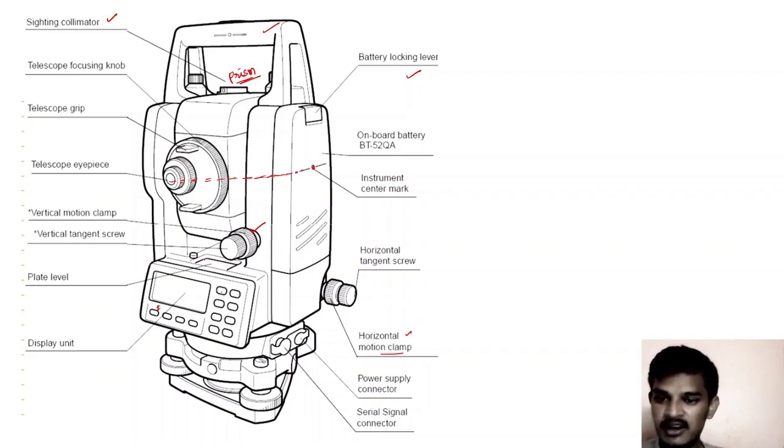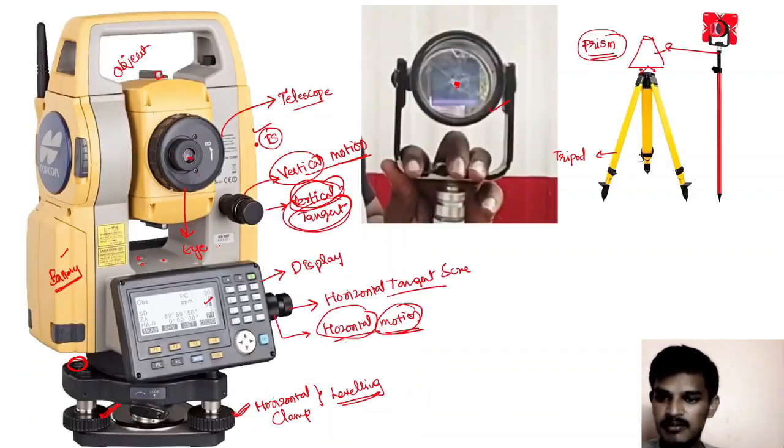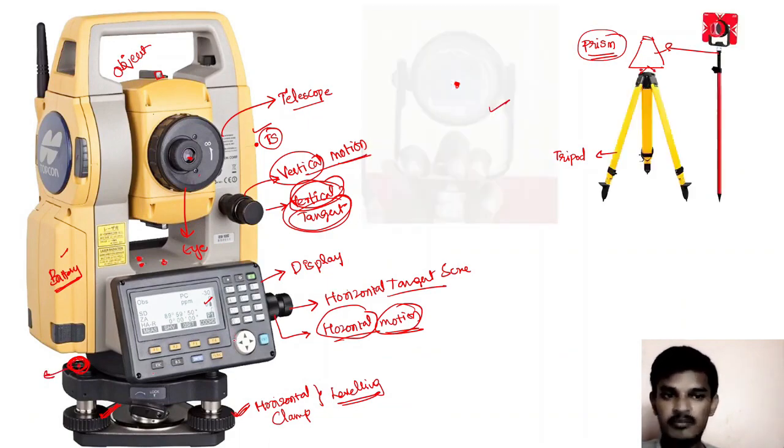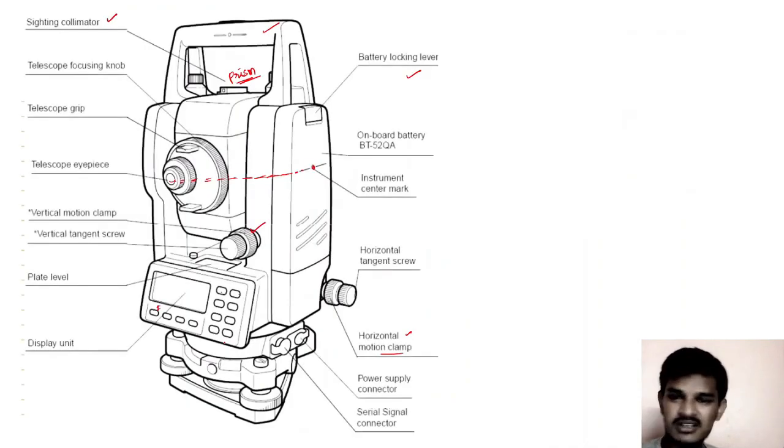So this is the plate level. Here we can see the plate level, and we can see the plate level here. While centering, we should ensure this bubble comes exactly in the center, right? So proper leveling is very important. We have seen this importance right from the theodolite. This is the plate level, and this is the telescope eyepiece, and on the opposite side we'll have the objective. So these are all the typical components of the total station.